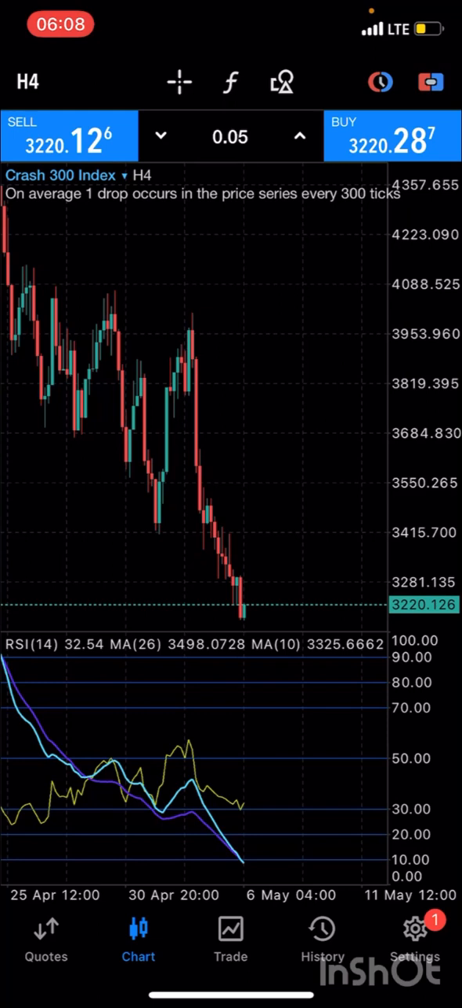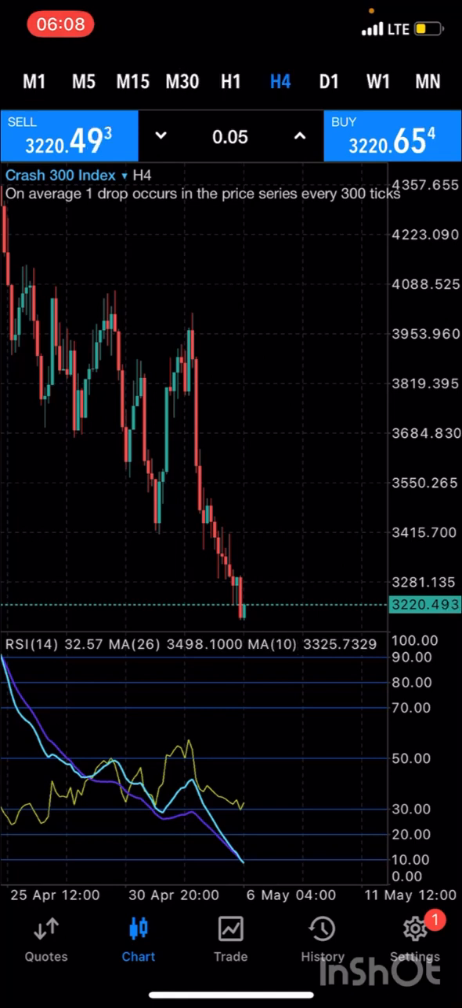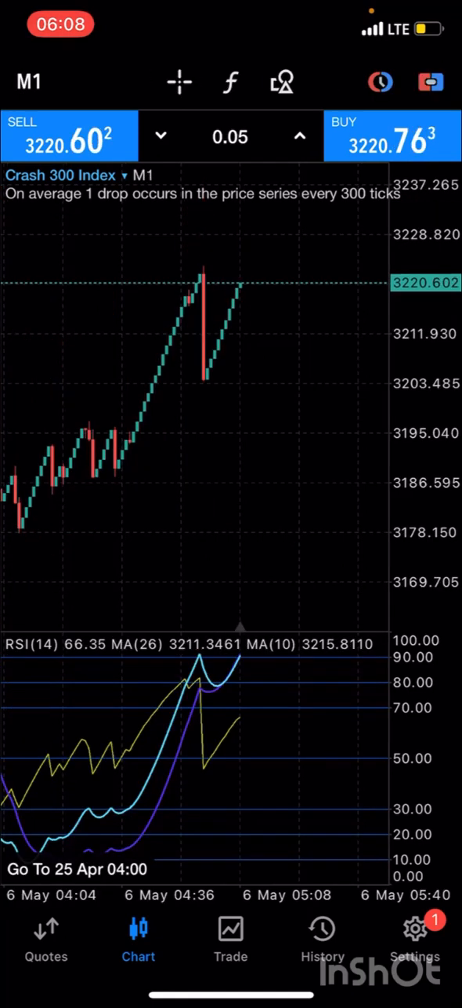And as you're using it on the Crash, you can also use it on Crash 500, 1000, of course. But if you're using it on the Boom, just go watch the former video and you're going to see how to use it on the Boom.